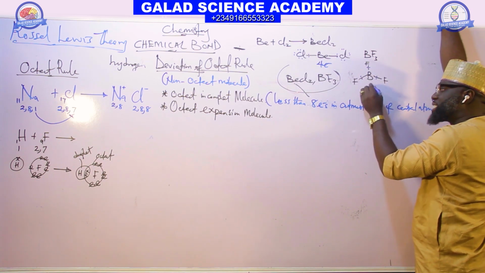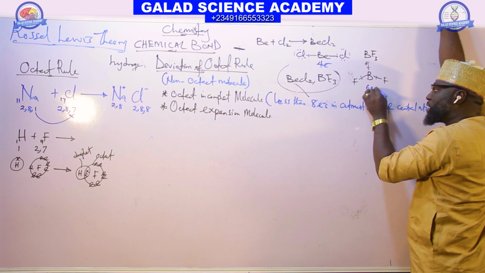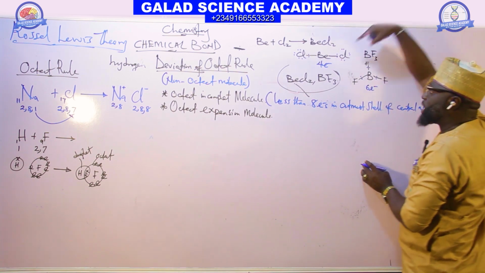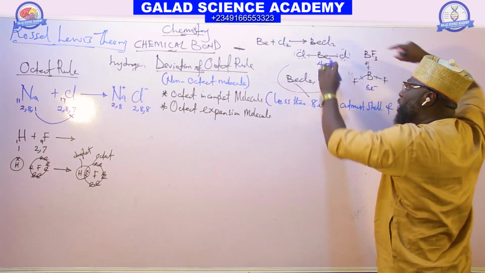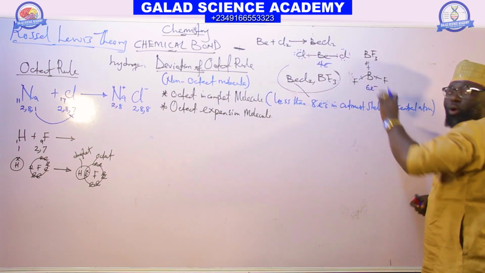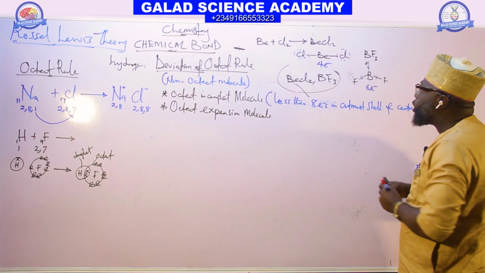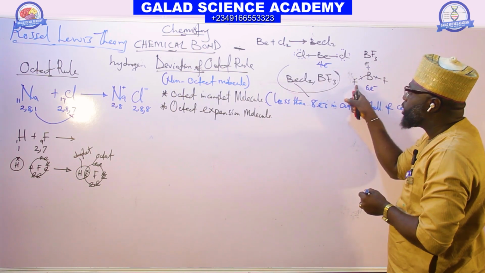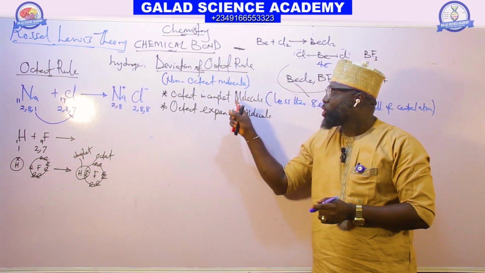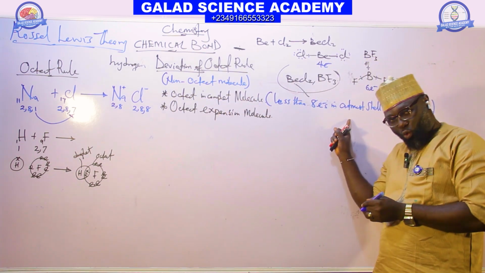So this one has 6 electrons in its atom shell. The beryllium has 4 in its shell and remains 4 to complete. The boron remains 2 to complete. Therefore, these 2 molecules are octet incomplete molecules.